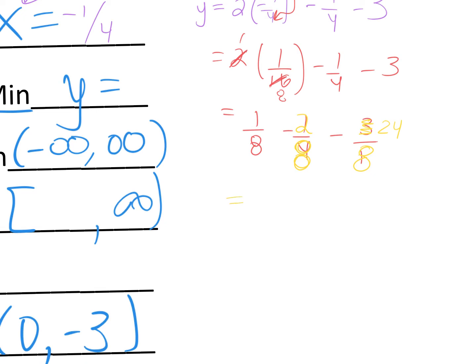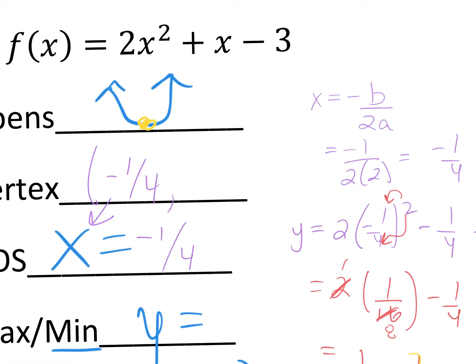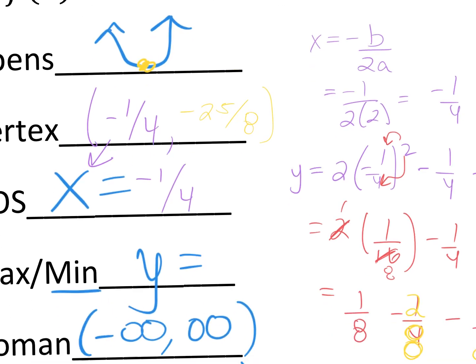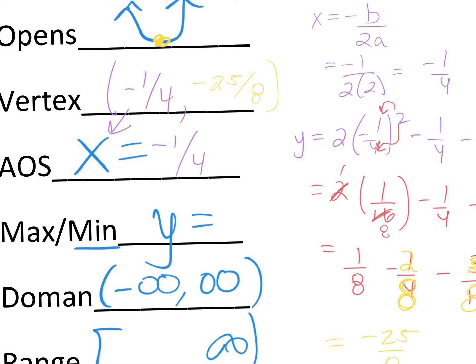So I have 1/8 minus 2/8 is what? What's 1 minus 2? Negative 1. Negative 1 minus 24. Negative 25 over 8. Now, I am not asking you guys to graph. So the other part of your vertex is negative, what do we say, 25 over 8? Okay. What else did you just find when you found that?